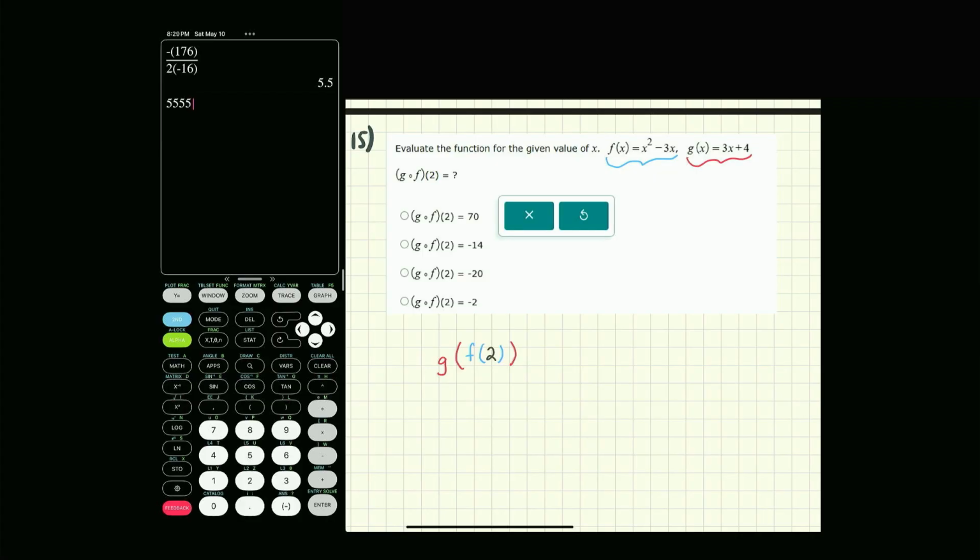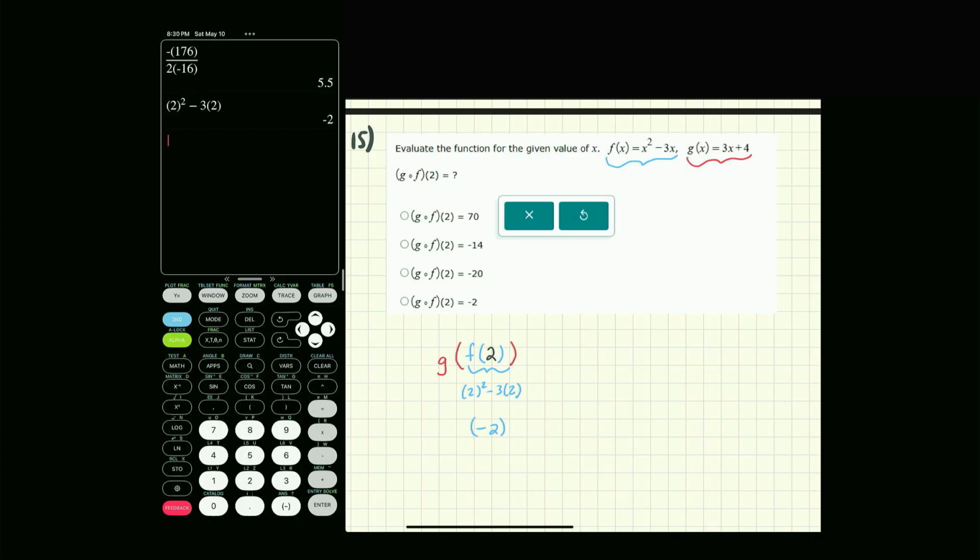In other words, we always work our way from the inside out. So f of 2, what is that? Well, here's our f function. We're going to plug 2 into that. 2 squared minus 3 times 2. Wherever we see an x, we're replacing it with 2. If I go to my calculator, 2 squared minus 3 times 2 is negative 2. So when we plugged 2 into our f function, we got negative 2.